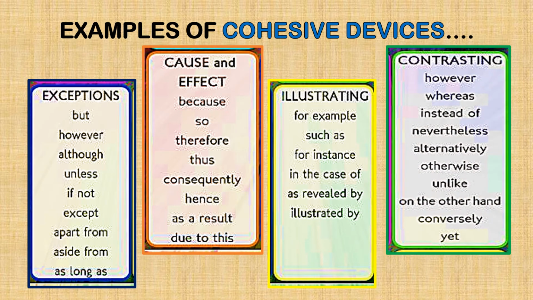Words that can be used are however, whereas, instead of, nevertheless, alternatively, otherwise, unlike, on the other hand, conversely, and the last one is yet. Now, you are not limited to all these examples. There are a lot more outside that which you can explore.